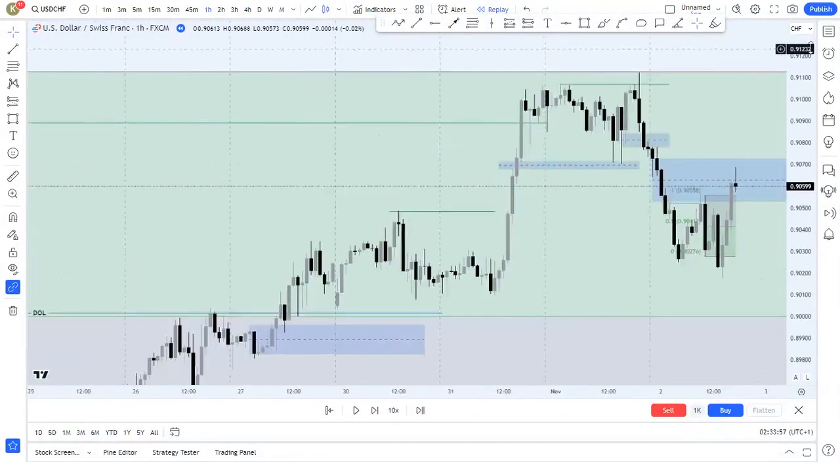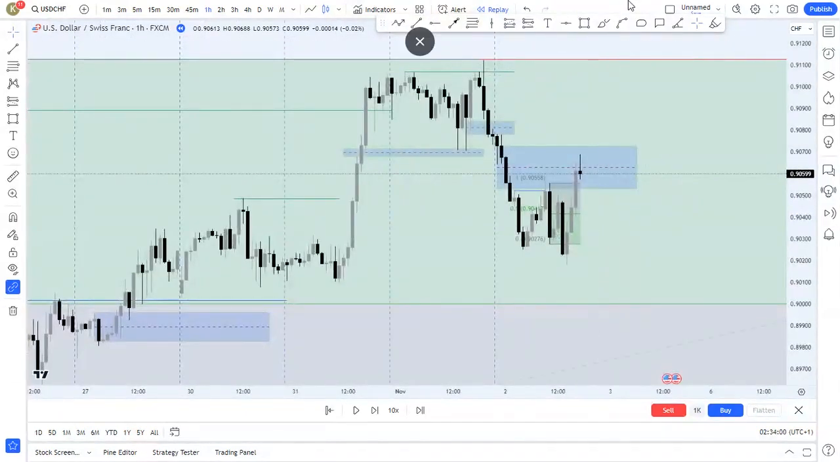So I think this would help you guys a lot in choosing your POIs across many time frames.